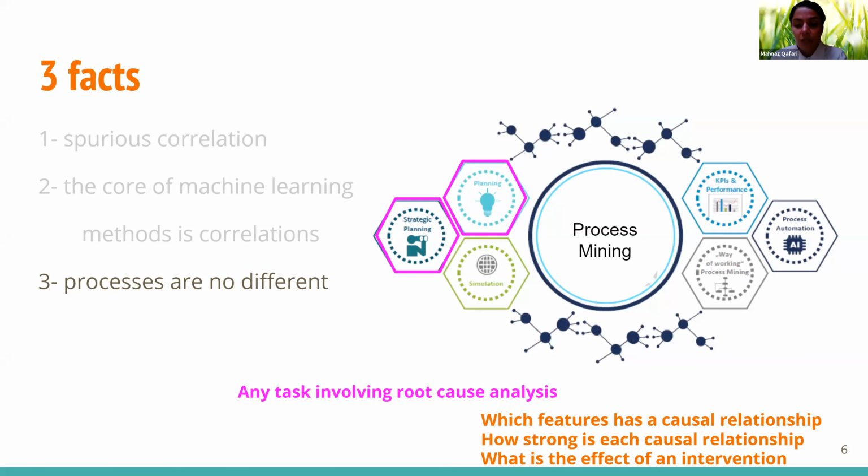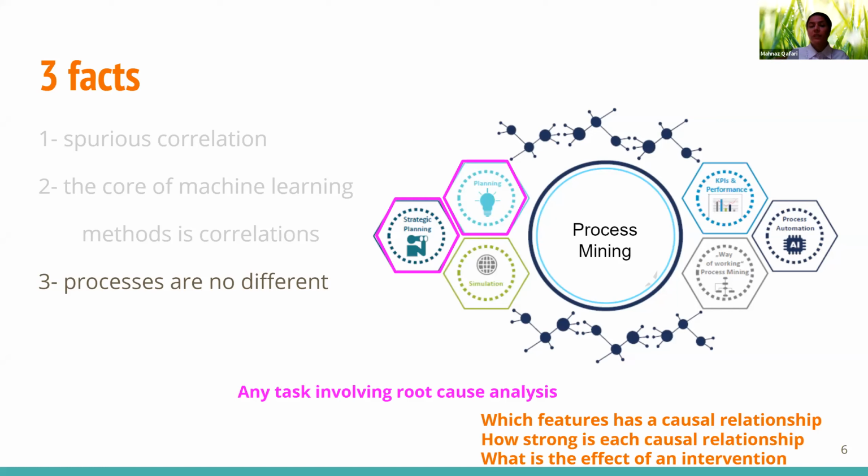First of all, we need to see how different features in our process are causally related to each other, and we prefer to have it graphically, nicely, and in a human-friendly visible way. Secondly, we want to know how strong each of those causal relationships is. And third, we want to see the effect of any intervention in our system.